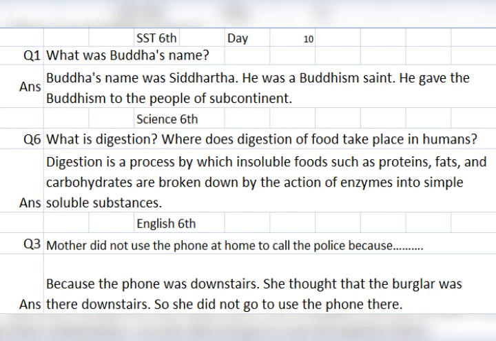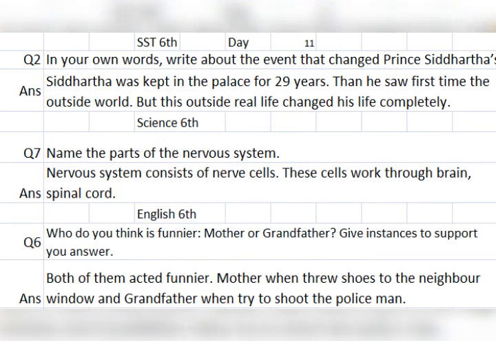Class 6 Science. What is digestion? Where does digestion of food take place in humans? Digestion is a process by which insoluble foods such as proteins, fats, and carbohydrates are broken down by the action of enzymes into simple soluble substances.